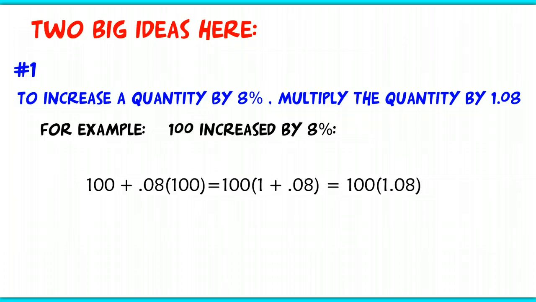If you were to increase 100 by 8%, you would take the amount 100, and then you would add to that your original amount multiplied by 0.08. Now, if I were to factor that 100 out, I'm left with 1 plus 0.08, and that results in 1.08. So really, I can just cut to the chase here. That's what I want you to understand and be able to do in your head.